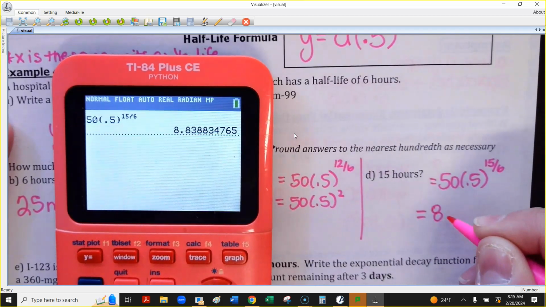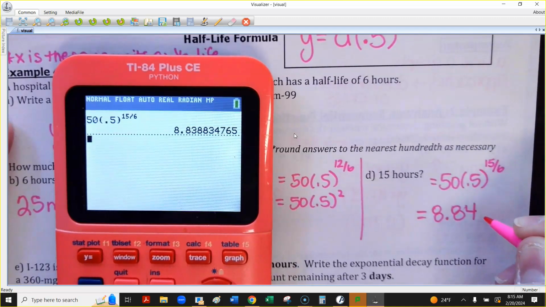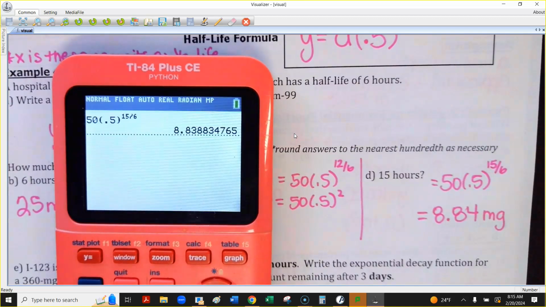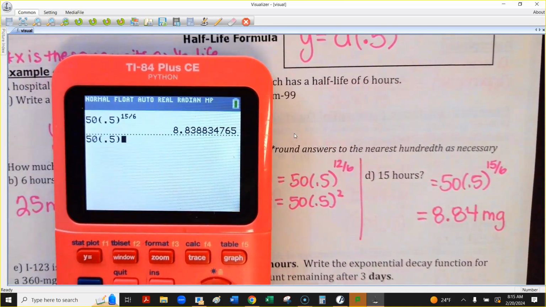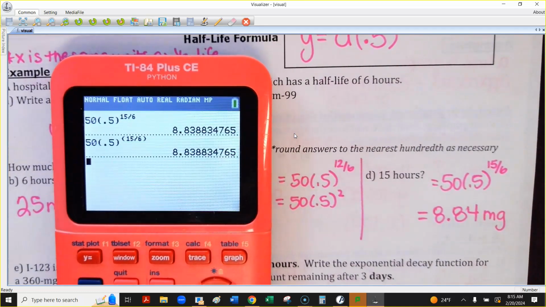You should get 8.84. This was in milligrams. If you're not getting that number, and I wish I could fix it on my calculator to do this, just when you do your exponent, put little parentheses around the 15 divided by 6, and that should fix it. Is anybody having trouble with that? Okay, I'm going to do one more.